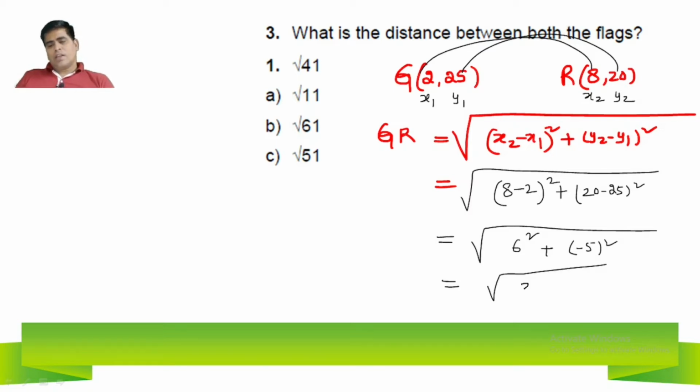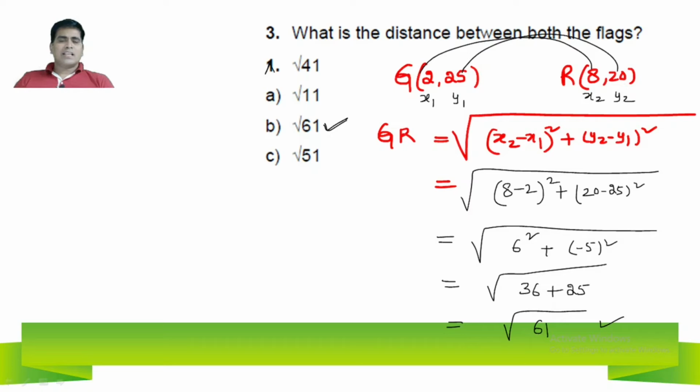So 6 square is 36. Minus 5 whole square is, again, a positive 25. If I add these two, what am I getting? Root 61 units. Here clearly you will have the option of B. So root 61.